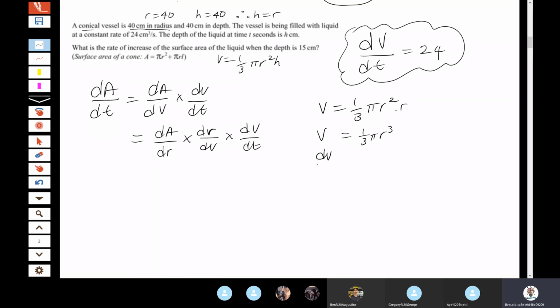And therefore, dV on dr is very easy. You bring the 3 down, 3 times 1/3 is just 1, so just pi r squared. So when we're trying to do dr on dV, we just flip it. That's technically done. You can put that on the side. Let's do A and r. So again, I've got A equals pi r squared plus pi r L. All right, what don't I like from this one before I can do dA on dr?